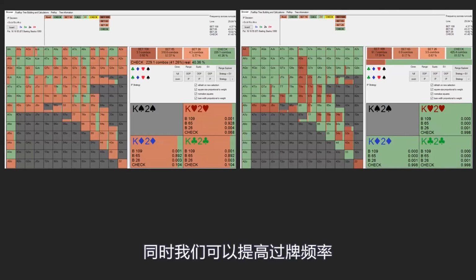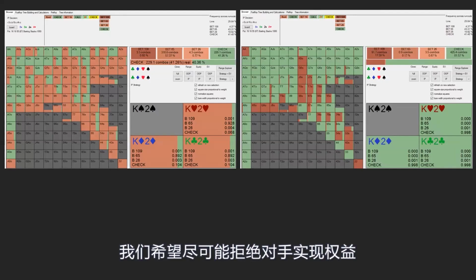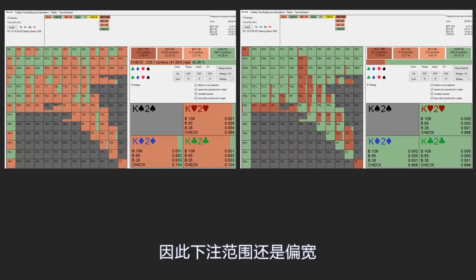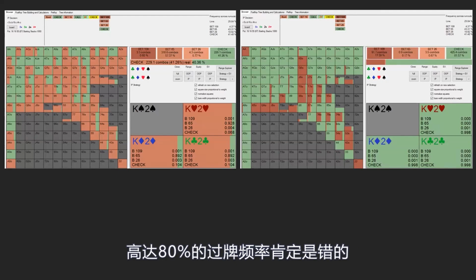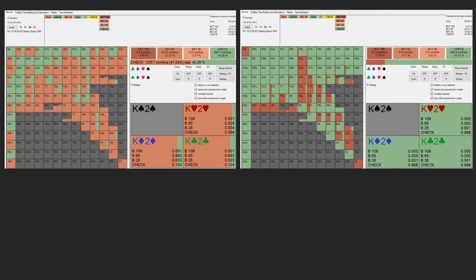We can actually start checking back a bit more. But the general idea behind it is that we still want to be denying equity, so we can still be pretty wide. Maybe not that wide, but checking back 80% there I think is a mistake, because we can always just check back with our pocket sixes, pocket sevens, and all that.